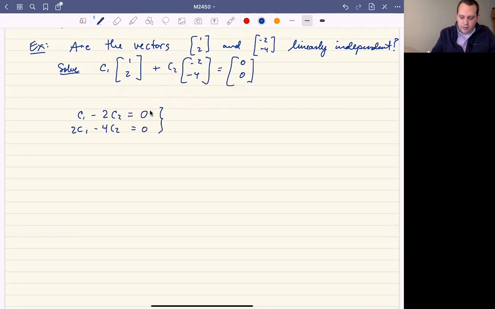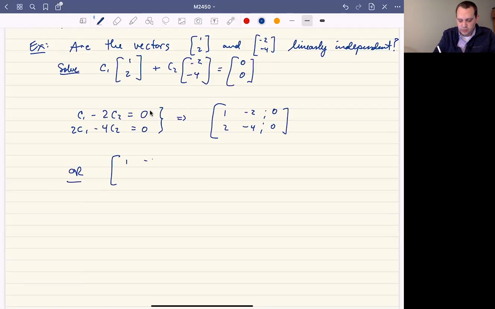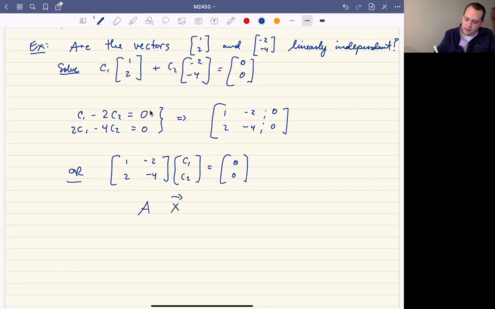Before I spoil it, let's talk about how we could systematically do that. Of course, you can probably look at this and just tell what's going to happen. But one way is to look at this as an augmented matrix: 1, -2, 2, -4, with 0, 0 on the right. Or you can even look at this as a matrix equation, which I think is the most useful way: the matrix with rows (1, -2) and (2, -4), times (C1, C2), equals (0, 0). I'm going to call this AX equals 0. Our A is this matrix here, our variable X is the column C1, C2, and the 0 vector is the 0 vector in R2.